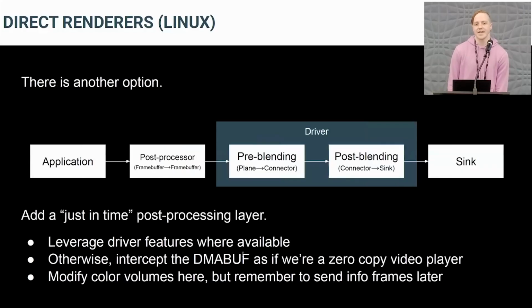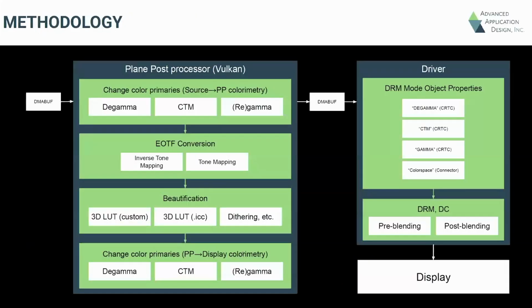I think there is a third option here, and it's to add an intermediary layer that I call a just-in-time post-processor layer. The idea here is to, by all means, leverage driver features if they are available, but if they are not available, then we have a software fallback, which basically intercepts the buffer that is going to scan out, imports it into Vulkan, does color processing in Vulkan, and then sends it back to scan out. If you've ever written a zero-copy video player, it's the same idea here. It's just we're applying zero copy to the scan out buffer.